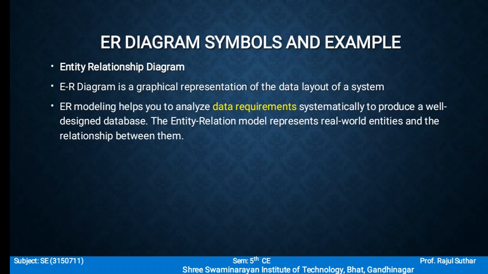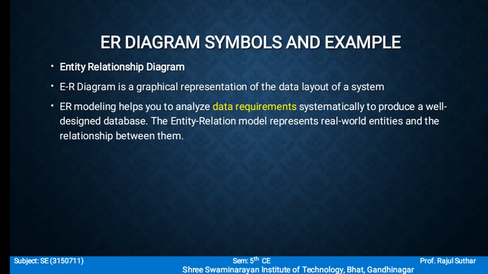Relationship is drawn as a diamond symbol, and a relationship may have attributes, just like entity attributes. Relationship has cardinality like one to one, one to many, many to one and many to many. These types of cardinality or relationship are possible.